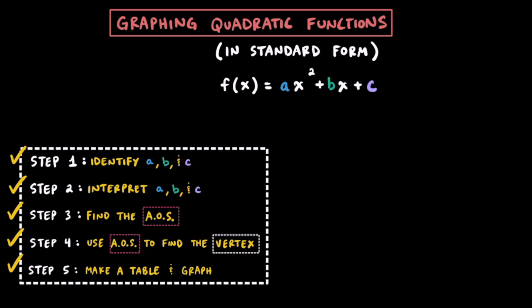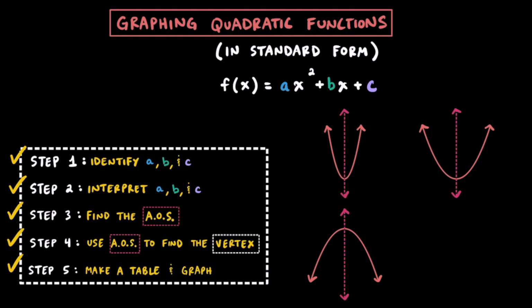In each of the functions that we're going to take a look at, the graphs can either look like this or this if the value of a is positive, or this if the value of a is negative.